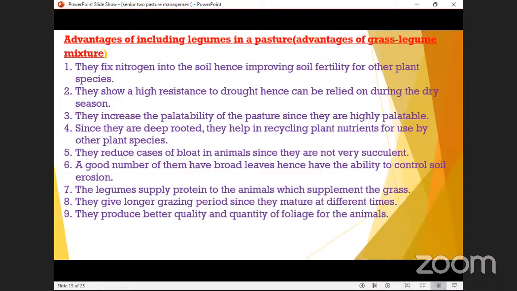And then the last one says they produce better quality and quantity of forage for the animals. The quantity is increased and of good quality. More is produced and of good quality. So basically, that's what we can talk about as advantages of those legumes.